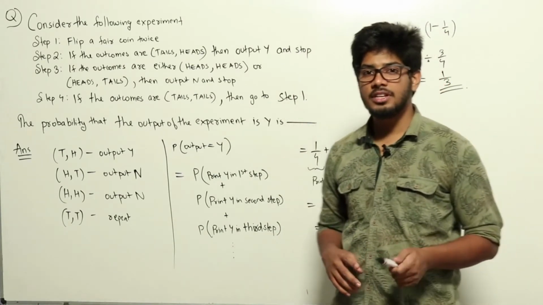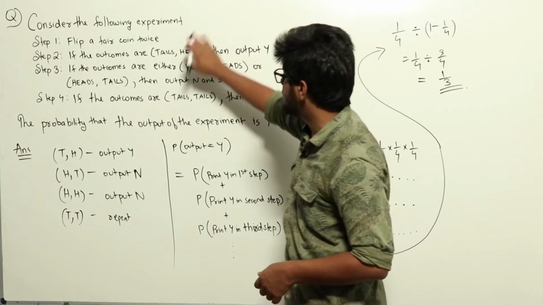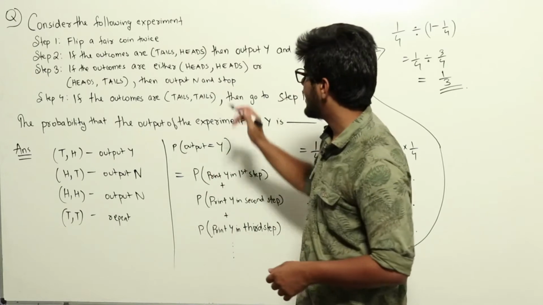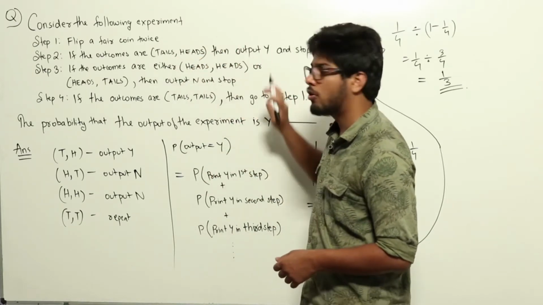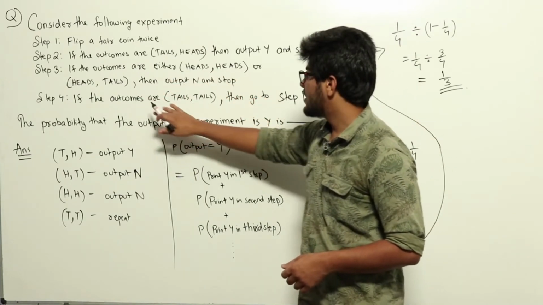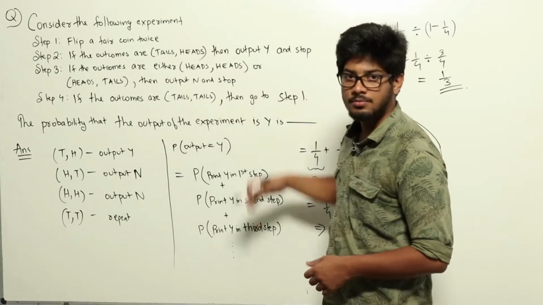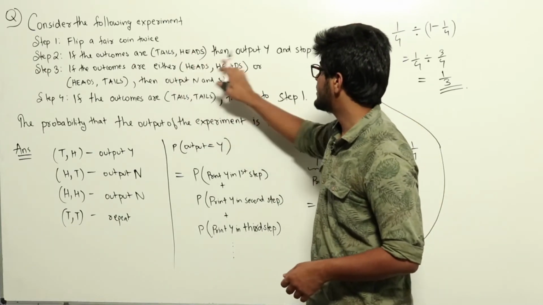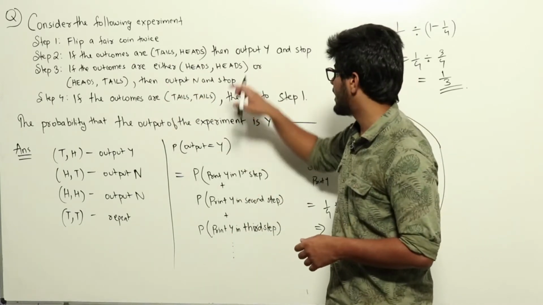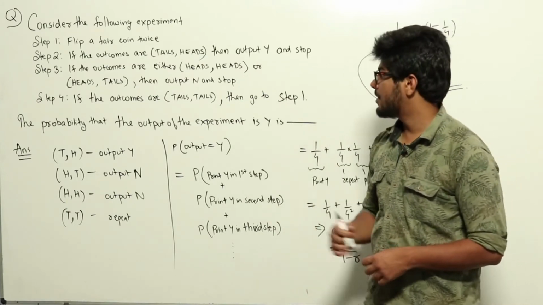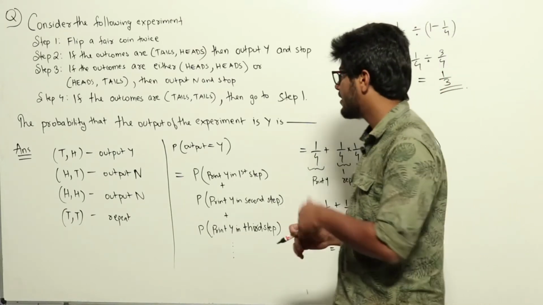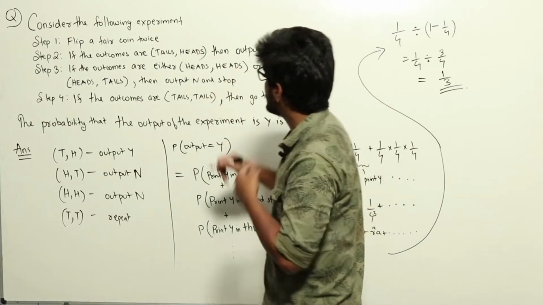So this is a question from probability theory. Here they have given an experiment in the following steps. We are flipping a coin twice, and if the outcome is tails, heads, then we'll output Y. If the outcome is heads, heads or heads, tails, then we'll output N. And if the outcomes are tails, tails, then we'll repeat the experiment again. So if the outcomes are tails, heads, or heads, tails, or heads, heads, we'll be printing Y or N, and then we'll be stopping the experiment there. But if the outcomes are tails, tails, then we'll be going to step 1 again, that is we'll be repeating the experiment again.